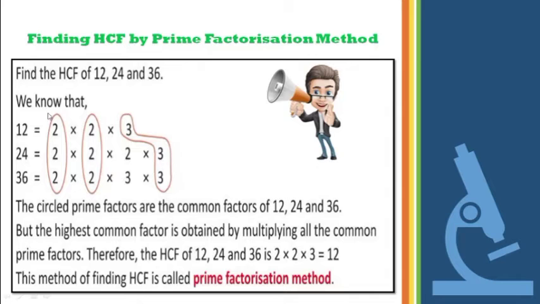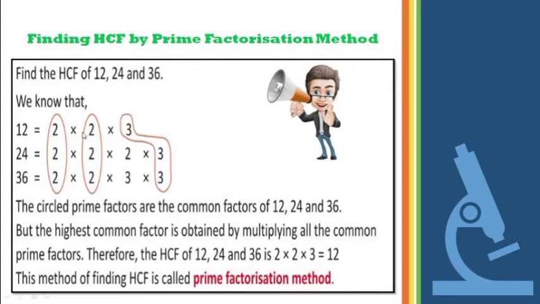So the first method is, first you have to find the prime factors of all the numbers. Then you have to circle the prime factors that are common. Means in 12, 24 and 36 you have to find the common prime factors and make a circle on them. So see, in 12, 24 and 36 I found this starting two common. So see, I have circled it.